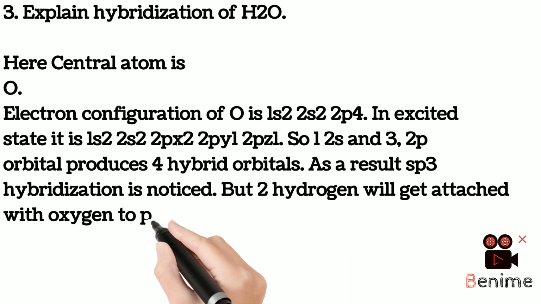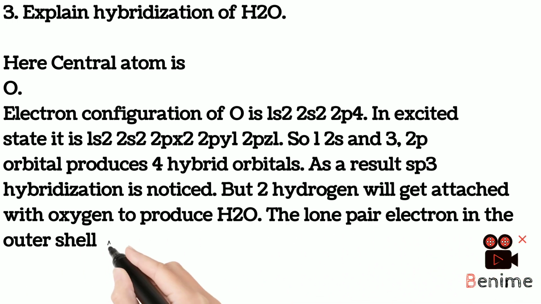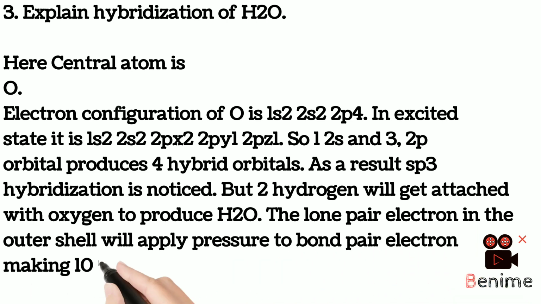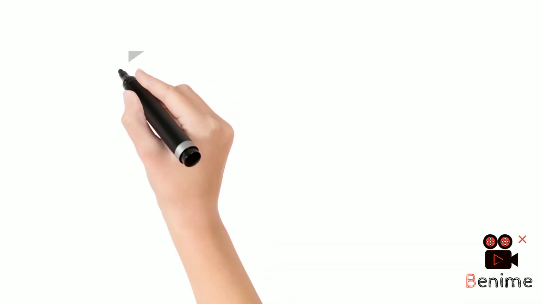But 2 hydrogens will get attached with oxygen to produce H2O. The lone pair electrons in the outer shell will apply pressure to the bond pair electrons, making a 104.5 degree bond angle. And the diagram will be like this.